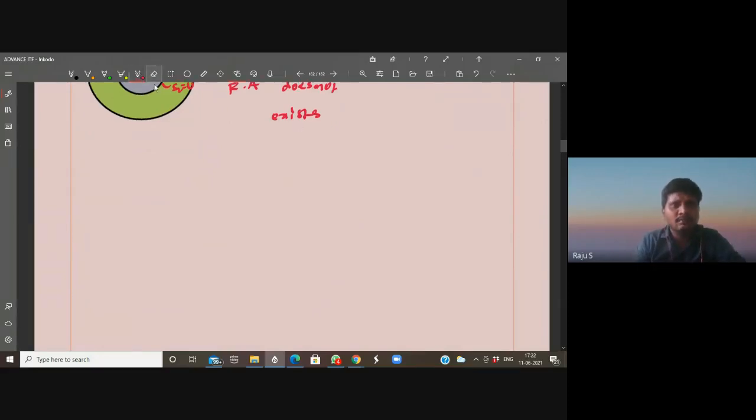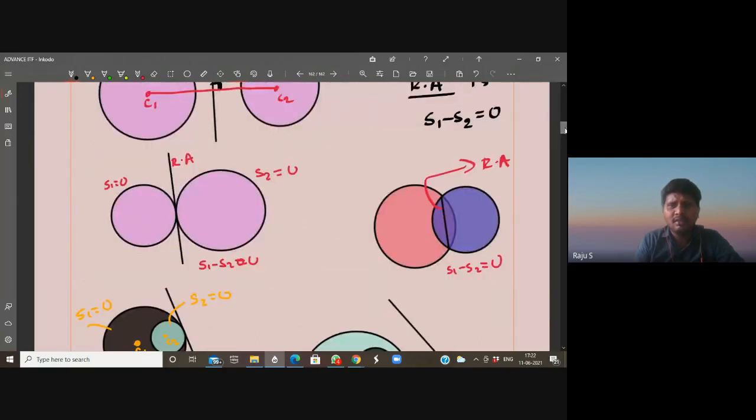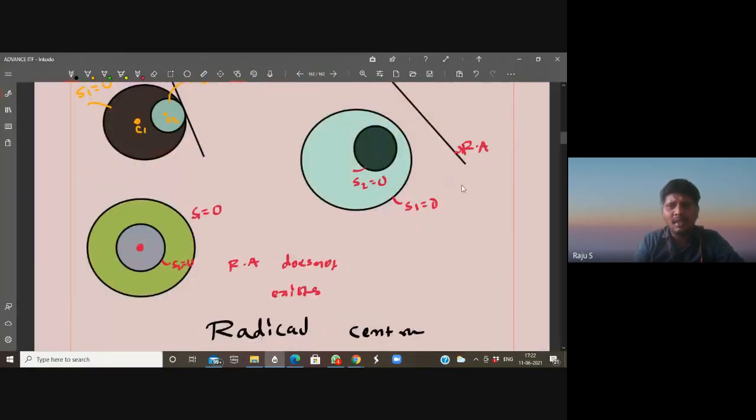Once all of you go through each and every point, coming to the radical center. Next one is the radical center. See here, for example, if I take three circles, how many radical axes can you draw? For two circles, only one radical axis exists. Three circles with non-collinear centers: 1, 2, 3. If it is 10 circles, or 100 circles?